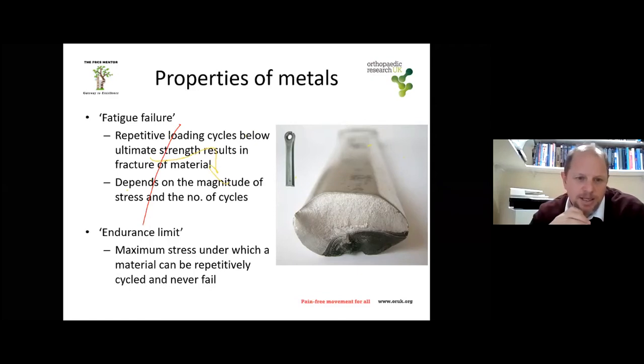The problem is that endurance limit often means that things have to be very big. For instance, a plate would have to be massively bulky and not very practical. So in the end, sometimes you just can't use the endurance limit in orthopedic situations because it would be impractical.